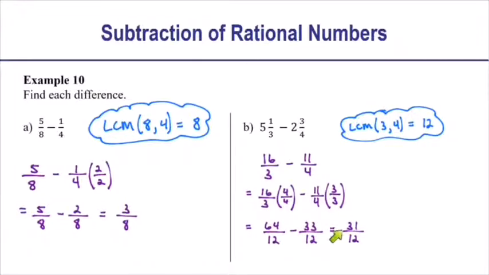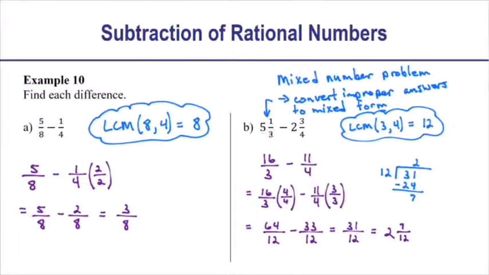So now I'm going to convert this back to mixed number form. 12 will go into 31 2 times with 7 left over. So 31 twelfths converts to 2 and 7 twelfths. And there's our final answer. So again, just remember that if the question is in mixed number form and you get an improper fraction as your answer, that improper fraction should be converted to mixed number form just to be consistent with the question.